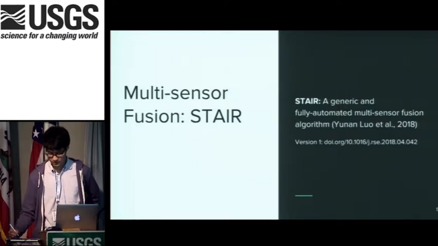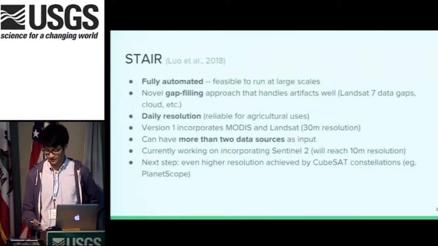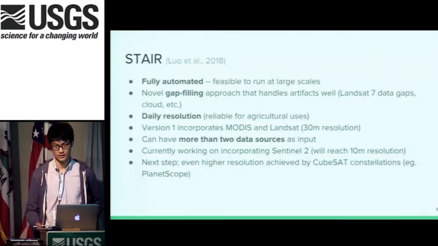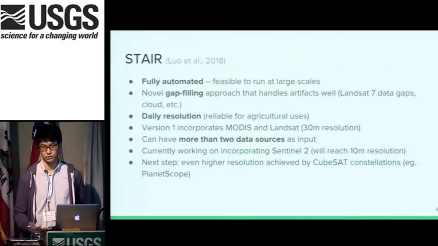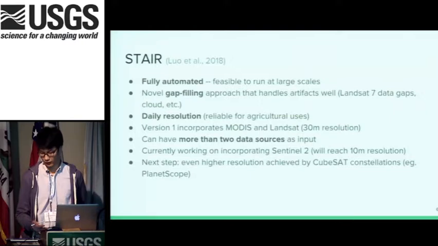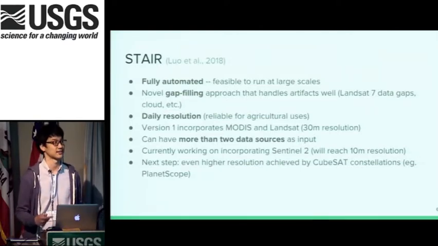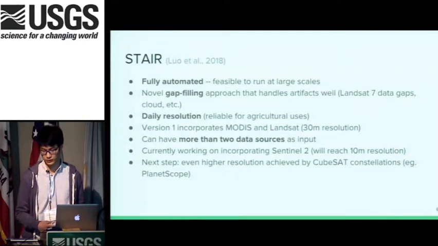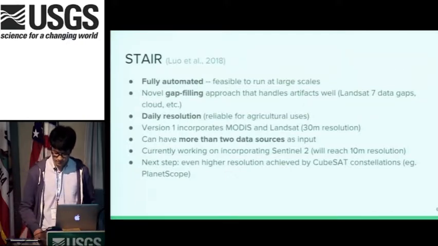We developed our own multi-sensor fusion algorithm named STAR. It was led by one of my fellow grad students, Yunan Luo. And it is a fully automated algorithm, so it is feasible to run it at large scales without having to manually select, for example, which scenes to use or to manually tune every single parameter. It has a novel gap filling algorithm that handles artifacts such as those gaps in Landsat 7 and cloud shadows really well.